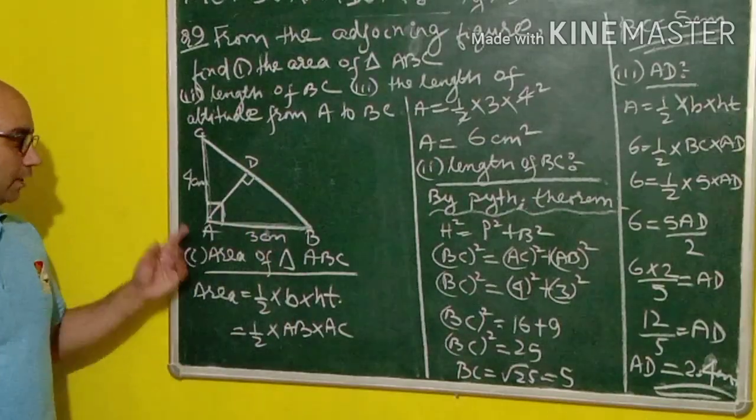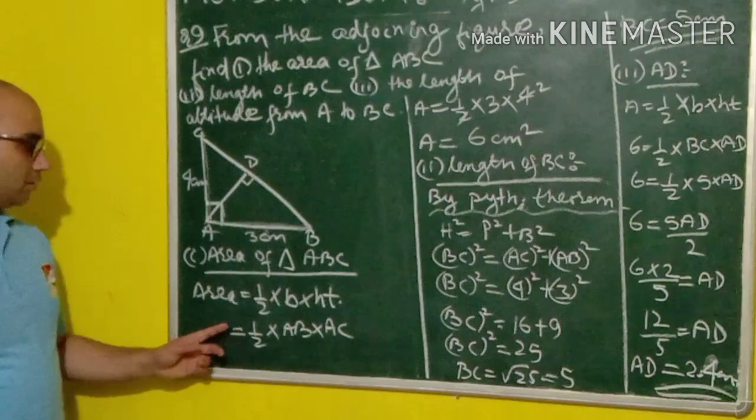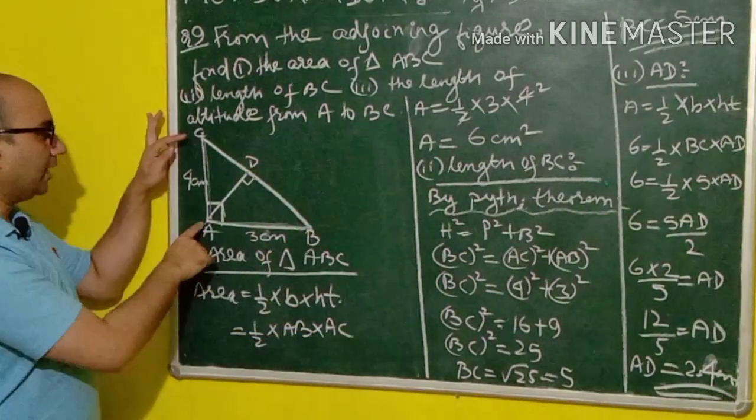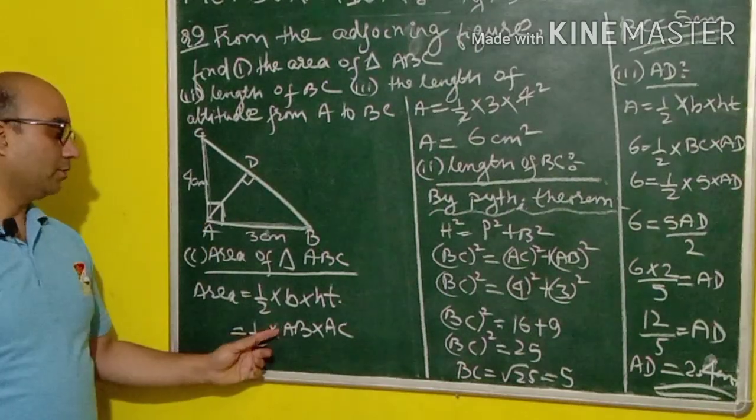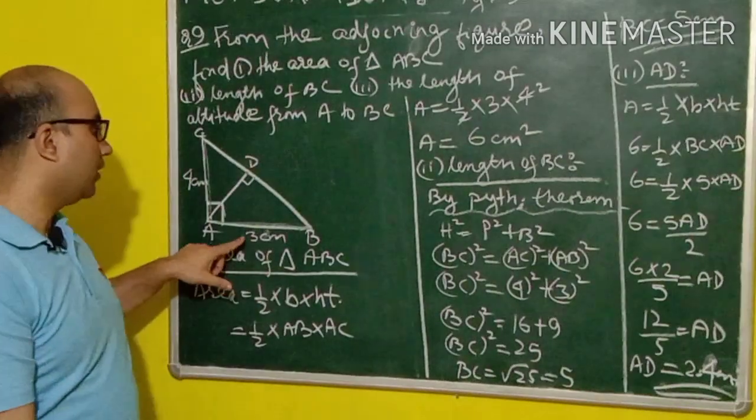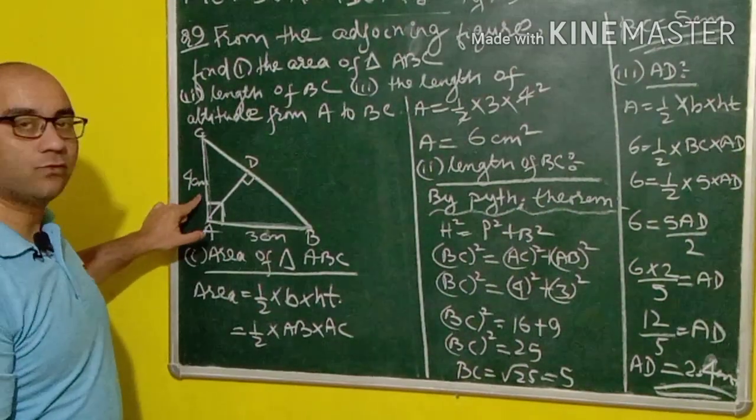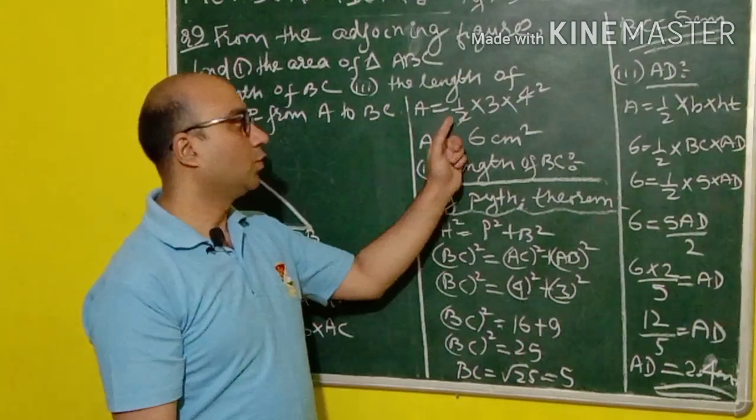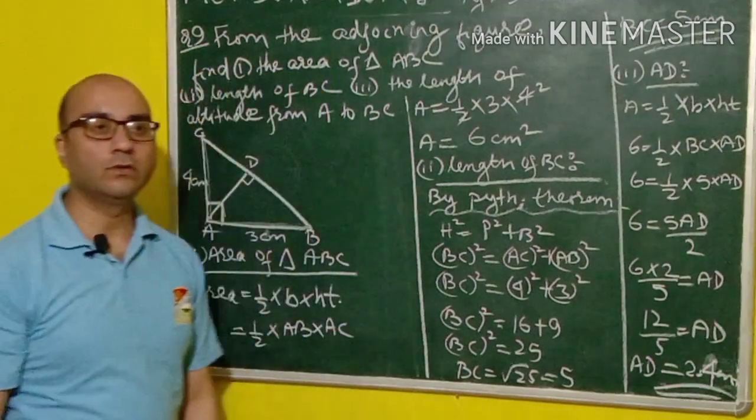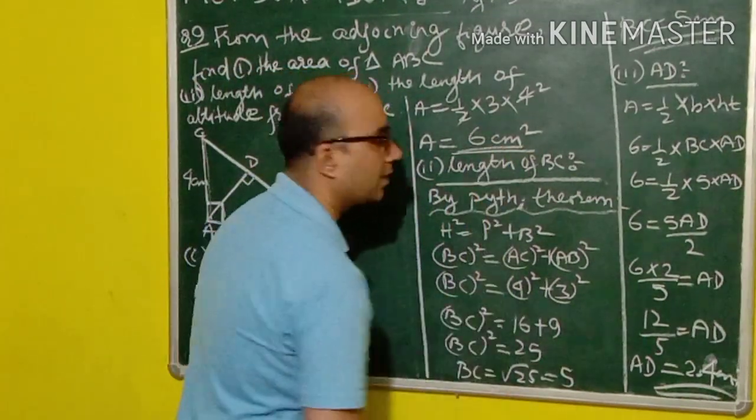The area of a triangle is equal to half into base into height. So area is equal to half into AB into AC. The length of AB is given as 3 centimeter in the figure, and the length of AC is given as 4 centimeter. So 2 1s are 2, 2 2s are 4, 3 2s are 6. So the area of the triangle ABC is equal to 6 centimeter square. This will be the first answer.